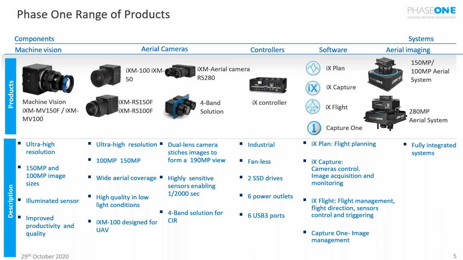The operational software includes IXPlan for flight planning, IXCapture, with which we do the camera control, image acquisition and monitoring, and IXFlight, our flight management solution with the flight director, sensor control and triggering. And we have Capture One, which is used for image editing and image management. Together, all these parts with GPS and a stabilizer make a full aerial system: the PAS 150, PAS 100, and PAS 280 aerial mapping systems. Those are fully integrated systems.